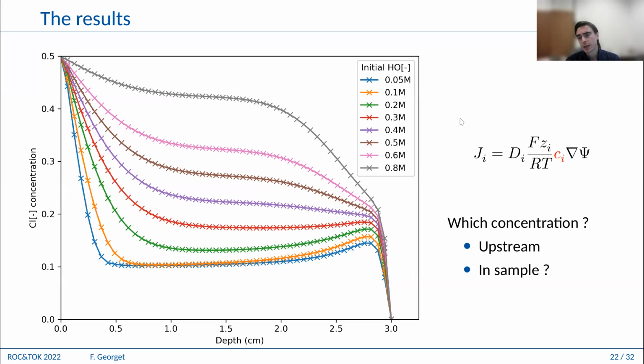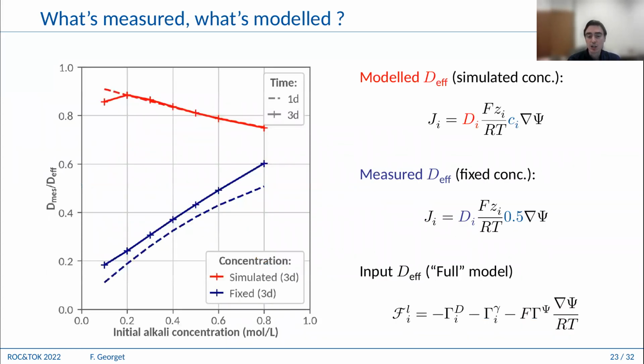But if you look at the equation, we have a concentration term in this equation. So which concentration should we use? Should we use the concentration in the upstream reservoir, or should we use the concentration in the sample? Well, this is a simulation, so I can do both easily. In red, you have what I call the model diffusion coefficient, that is only obtainable with the model using the simulated concentration.